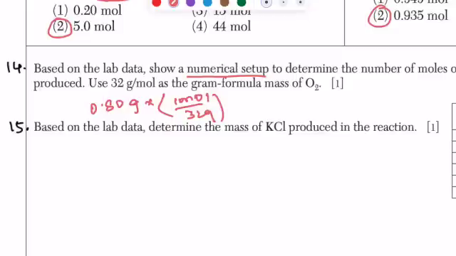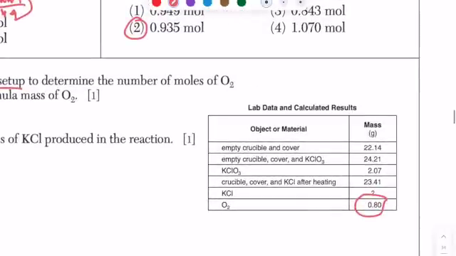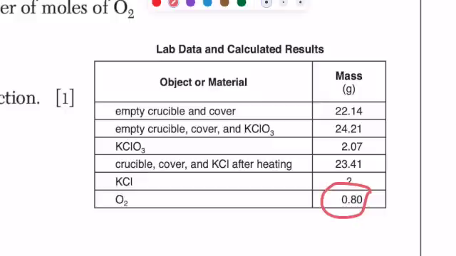Based on the lab data, determine the mass of KCl produced in this reaction. So if you look at the lab data, first we have the mass of the crucible and the cover, and then the crucible, cover, and KClO3. So when you subtract these two, you get the mass of KClO3. Then you take the crucible and the cover and the KCl after heating. So after you heat the KClO3 sample, the oxygen disappears and you are only left with the KCl. So what we can do here is go ahead and subtract this mass from this one.